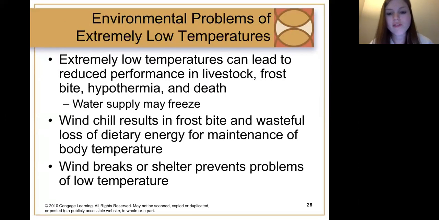Of course, extremely low temperatures can lead to reduced performance. So again, like I said, you want to make sure that animals have access to housing if possible. If they're in a pasture, have some sort of structure that can break up the wind in the pasture, or trees and things like that can do that. Basically, animals just really want to maintain their temperature within their thermoneutral zone.